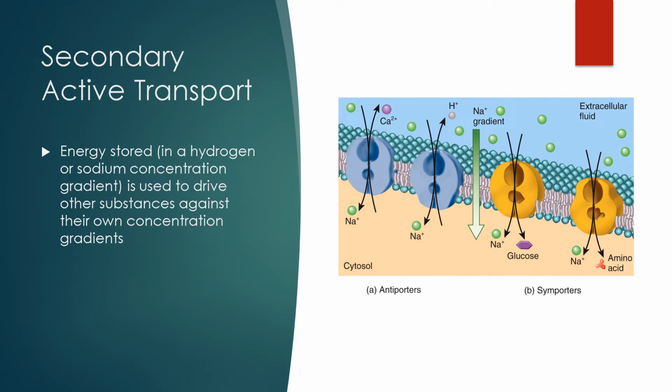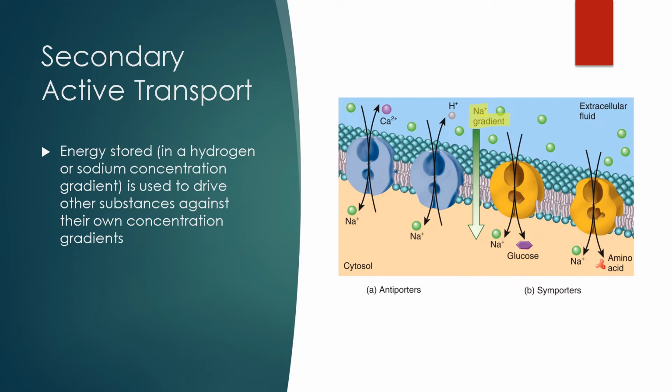So the sodium and hydrogen gradients created by primary active transport result in stored energy that can be used to move other substances across the membrane against their own concentration gradients. Here we're going to look at the sodium gradient mainly, but the hydrogen gradient is also very useful in secondary active transport.